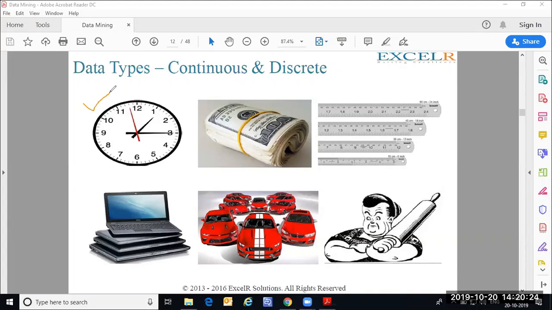We can represent the time to any level of granularity, right? Hours, minutes, seconds, milliseconds, microseconds. We can go to any level of granularity to measure the accuracy of the measurement. And the second one, money, currency. Can we represent this also to a level of granularity?